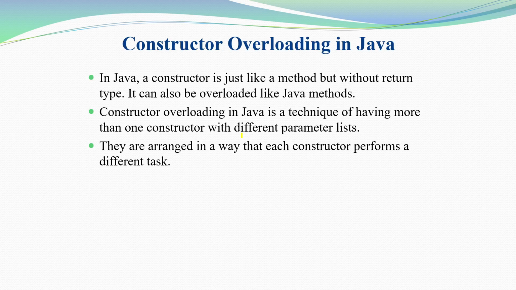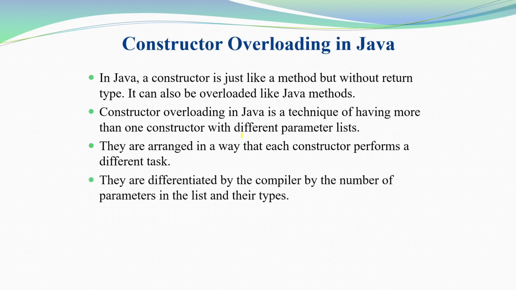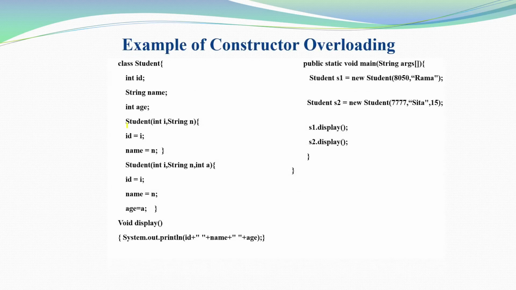They are arranged in a way that each constructor performs a different task. So they are differentiated by the compiler. How are they differentiated when they are created? They are differentiated by the compiler by the number of parameters in the list and their types. Let's understand with an example of constructor overloading.